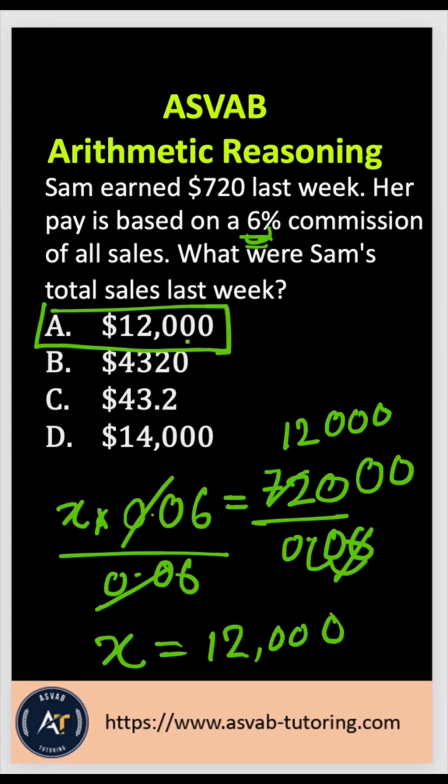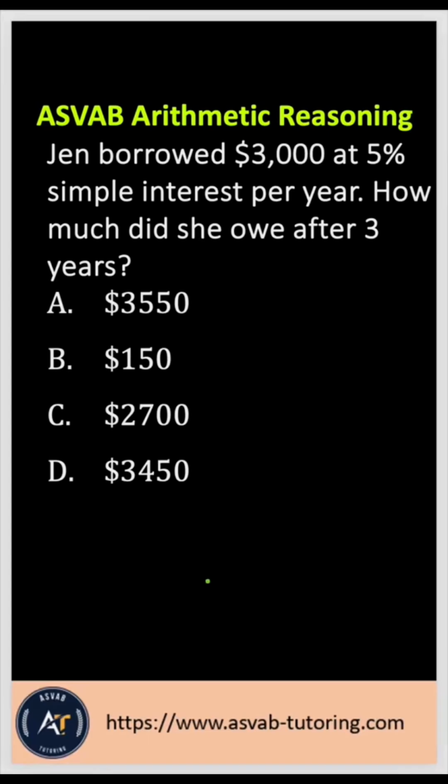So make sure that you practice this type of question over and over again in order to master it. Let's practice this arithmetic reasoning question for the ASVAB, PICAT, CAT-IB, AFQT, AFCT, and ASVAB GT. So the question asks here, Jane borrowed $3,000 at 5% simple interest per year. How much did she owe after 3 years? So what you have to do first, you have to find how much interest she has to pay, and then add the total interest to the principal. That will give you the total amount.